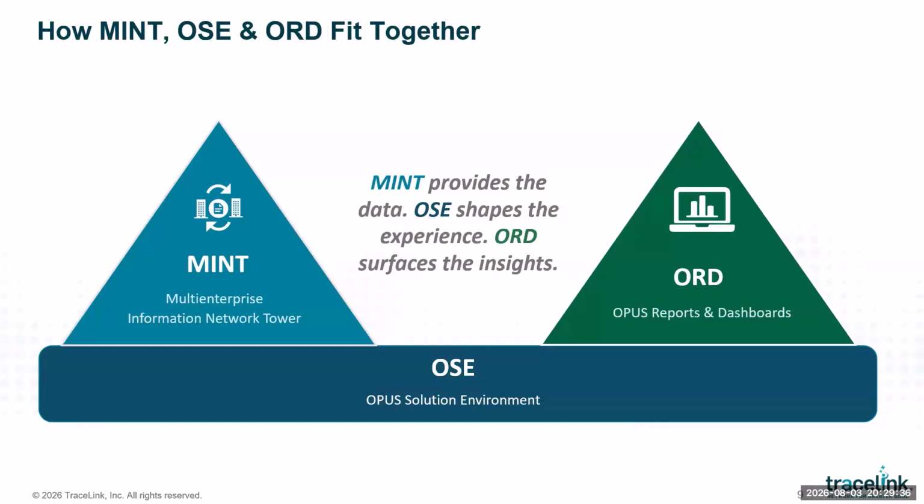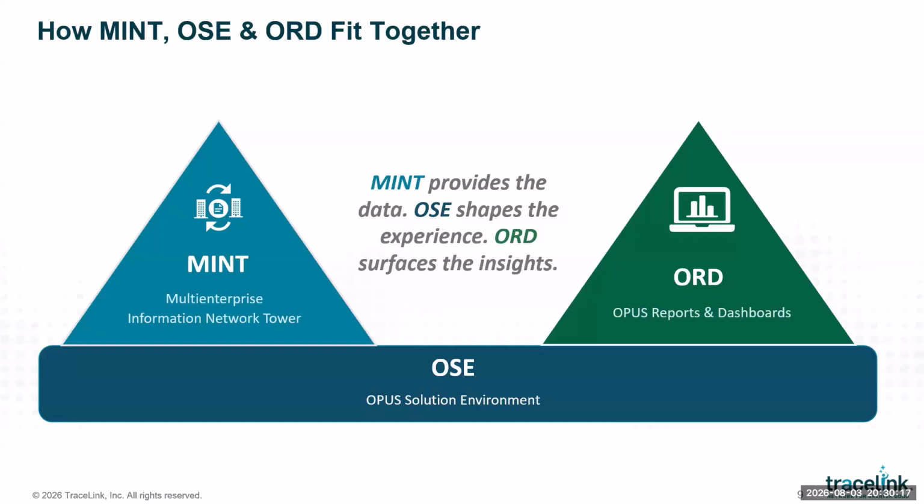Think of Mint, ORD, and OSE as three layers that work together. First, Mint is the business solution environment. It's where users access networks, transactions, reports, and dashboards, and it's where the supply chain data lives. Next, ORD or Opus Reports and Dashboards is the reporting engine. This is where you work with query objects, build reports, and create dashboards that turn Mint transactions data into useful business insight.